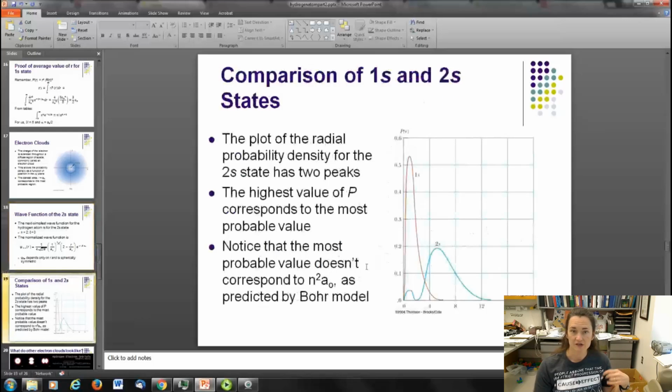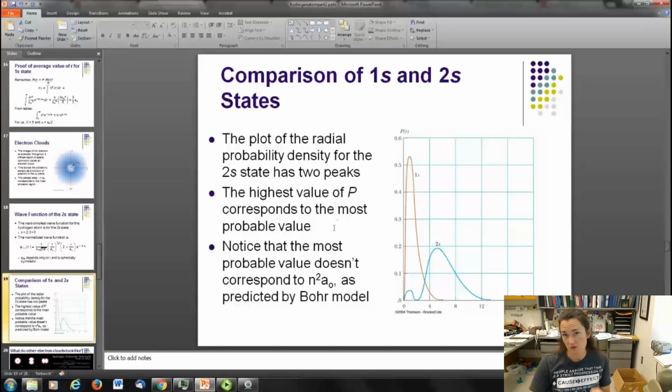If you plot it out and you show both the 1s and the 2s state on a slice starting at r equal to 0 and going out, then here's your 1s function, and you can see it's got a hump and then a long tail. And then you see your 2s function is a little double hump. So you have a little hump right here and then a bigger hump following it and tailing on out. Okay? Now, the highest value of your probability, radial probability function corresponds to your most probable value.